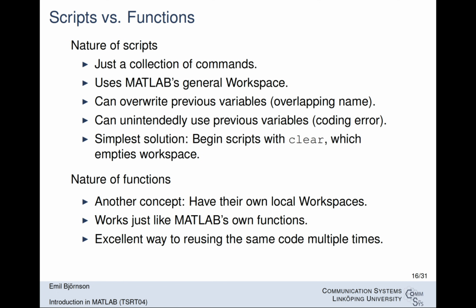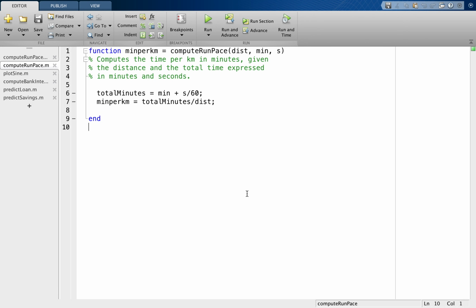So you write something that is used for a particular purpose, you test it well, you save it as a function, and then you don't need to touch it again in terms of what goes inside of it, but you can send different information into the function. Here is an example of how you can rewrite the compute run pace program into a function.